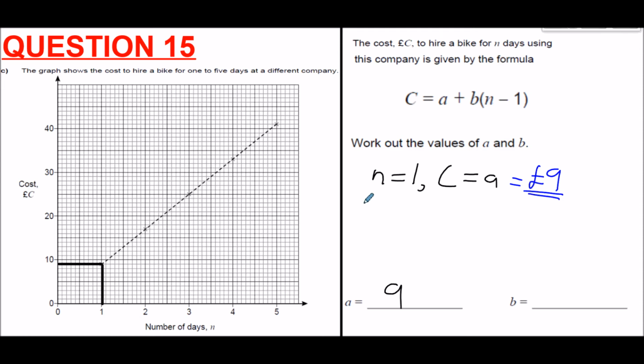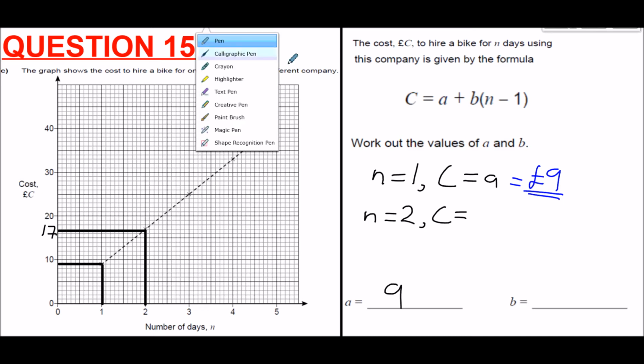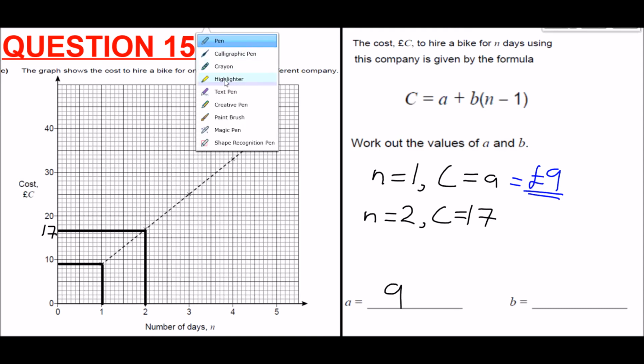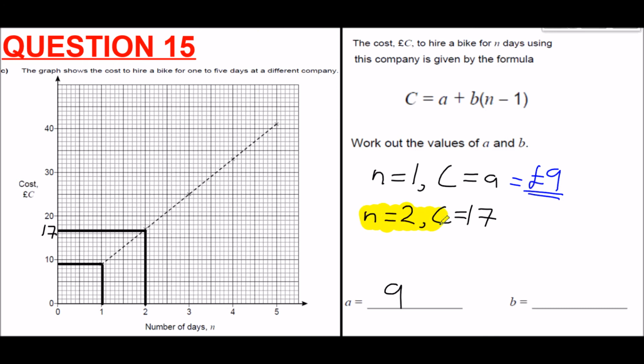Now what we can do is just pick a different value for n. So how about n is 2? When n is 2, we can use a graph to work out what C would be. So when n is 2, go up and along, then along this point here, and that point is 17. So when n is 2, C equals 17. So just to remind you, I got this by just reading the graph from here, going up and along.